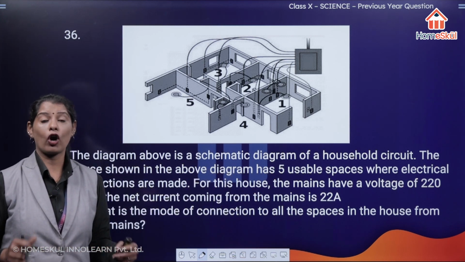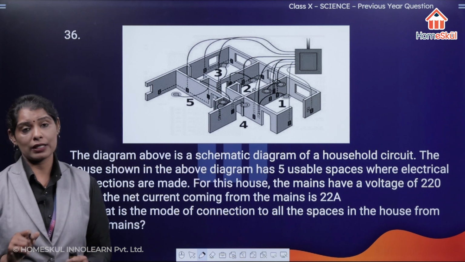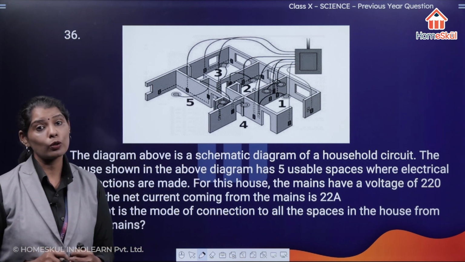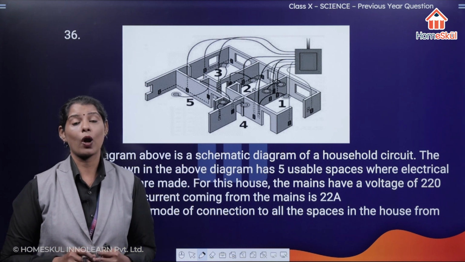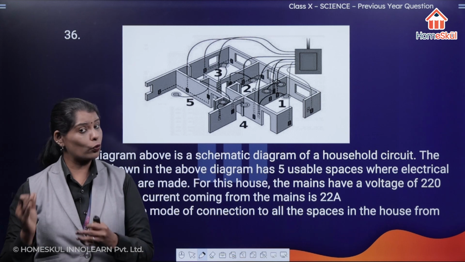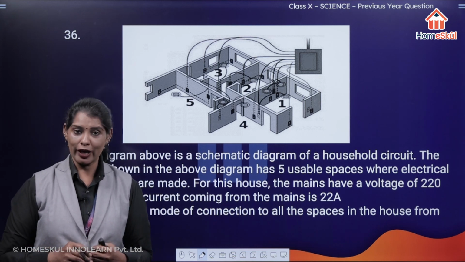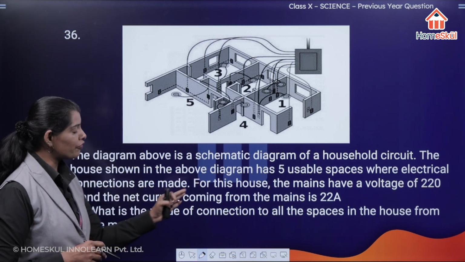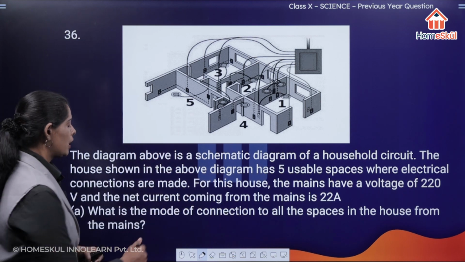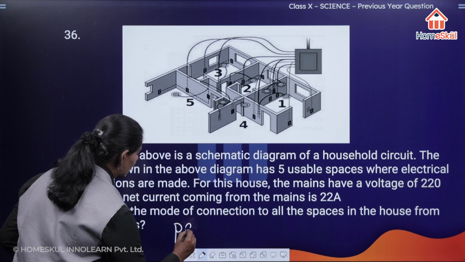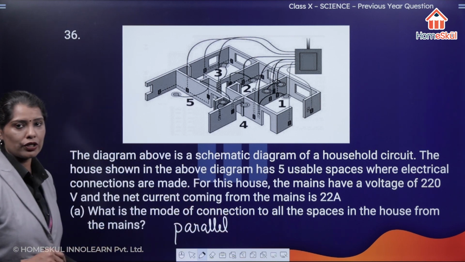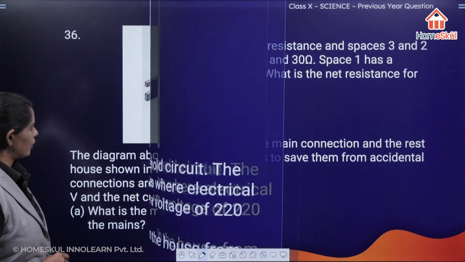Okay, so we have already learnt about the domestic circuits. What is the mode of connection in the domestic household circuits? Yes, it is always parallel connection, right? And we have already learned the advantages of parallel connection, right? So, which is the mode of connection to all the spaces here? Since it is a household circuit, the connection will be parallel, right? That's a very simple and very important question. Coming to the next question.